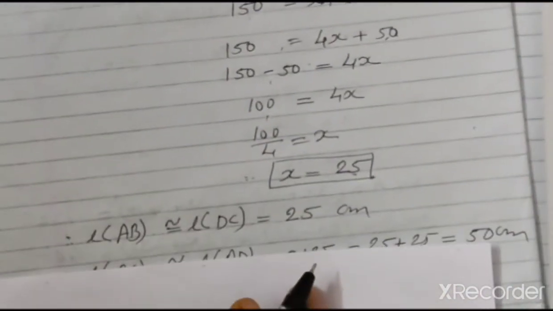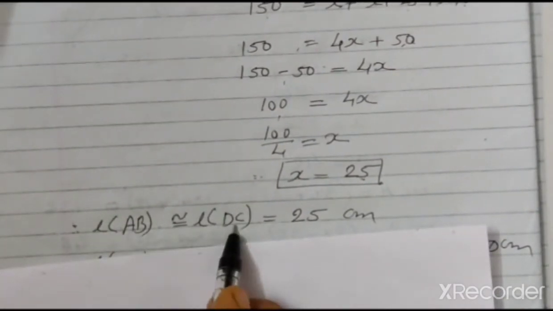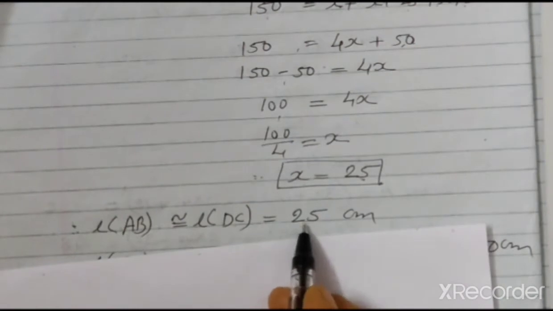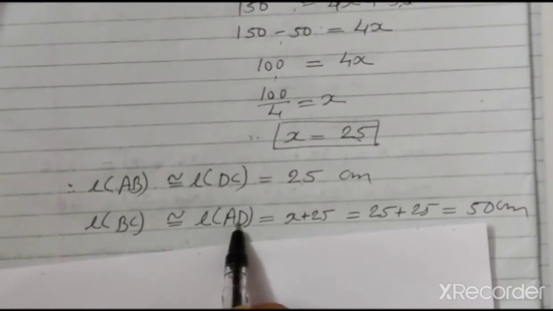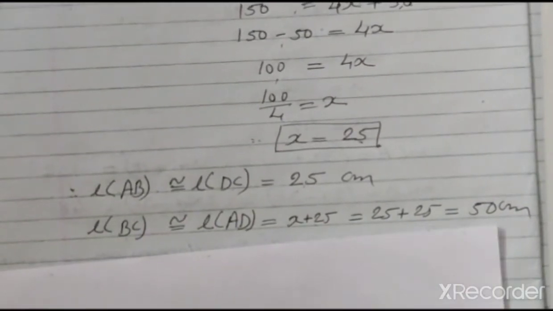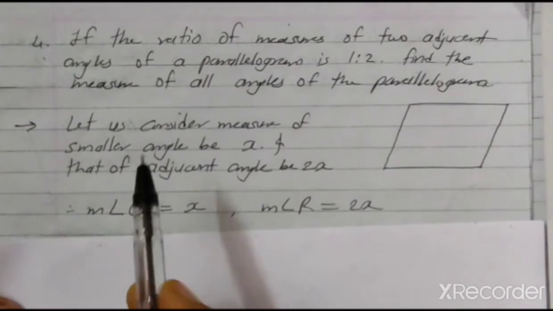So here we get the length of AB and the length of DC, which is equal to x. So here the value of x is 25, and the length of the bigger sides BC and AD is equal to 50 centimeter. Question number 4.